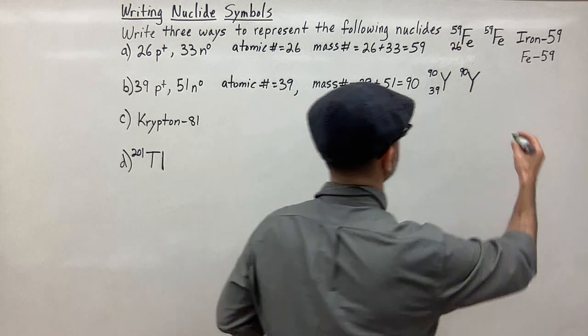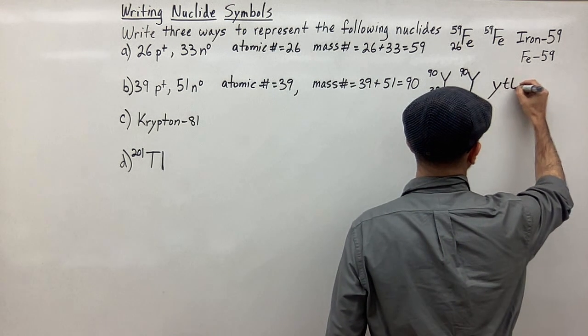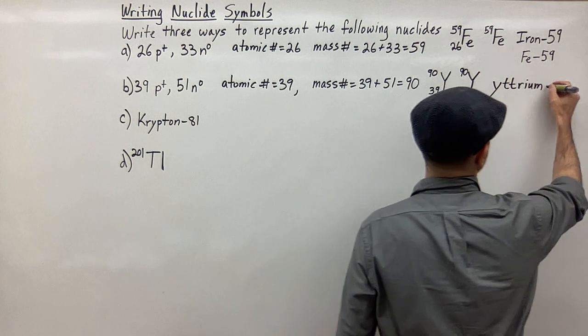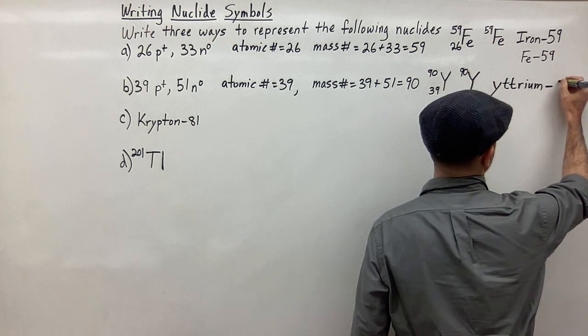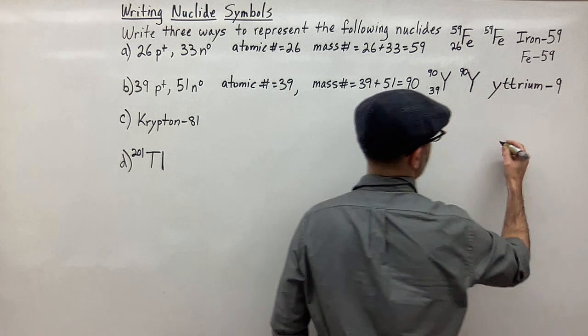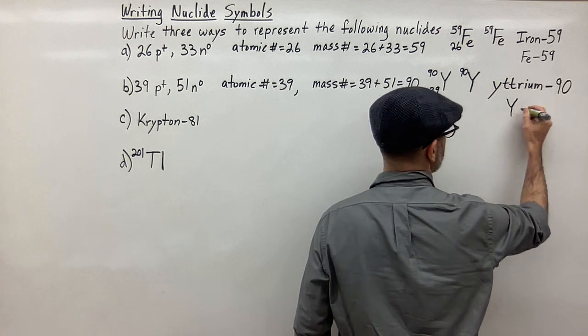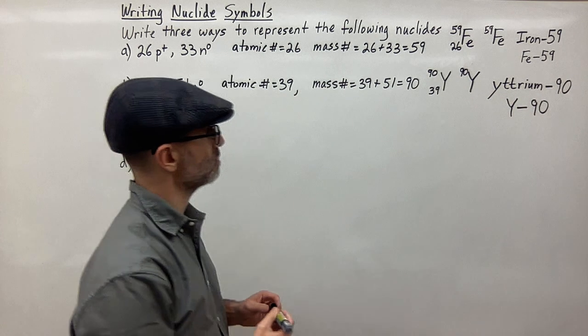Okay, so that would be yttrium dash, and then the mass number following the dash. So it would be 90. And again, it could be just the symbol. Oops, that should be a 90. Or it could be the symbol dash 90 as well.